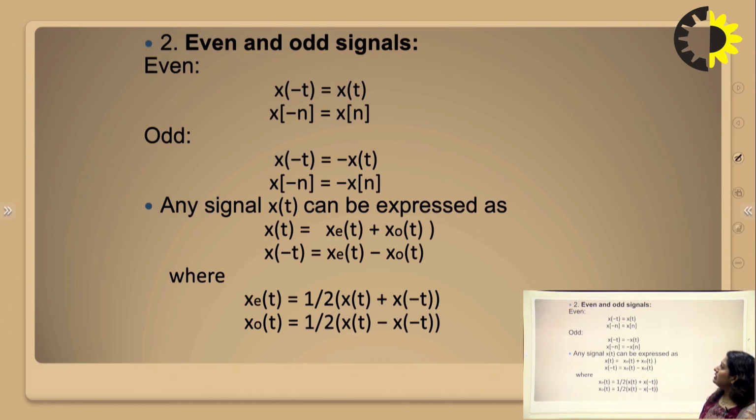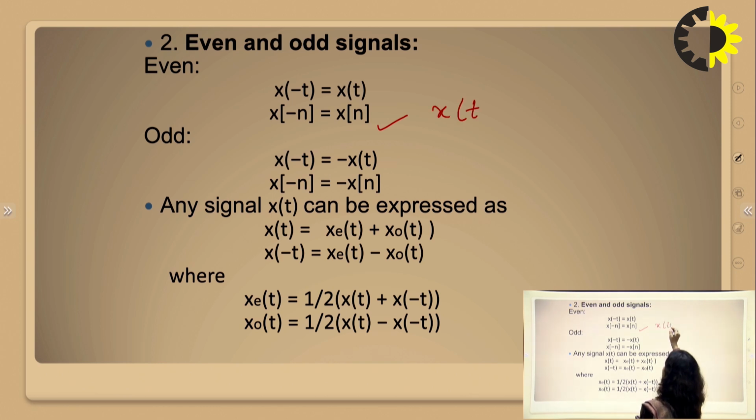The second category is even and odd signals. Even signals are those for which, if we take a reflection around the y-axis, we get the same original signal; these are called even signals. Similarly, in the discrete case, x of minus n is equal to x of n. On the other hand, odd signals satisfy x of minus t equal to minus x of t. Here we first take a reflection around the x-axis, and then around the y-axis. If the same signal comes back, then it is called an odd signal.